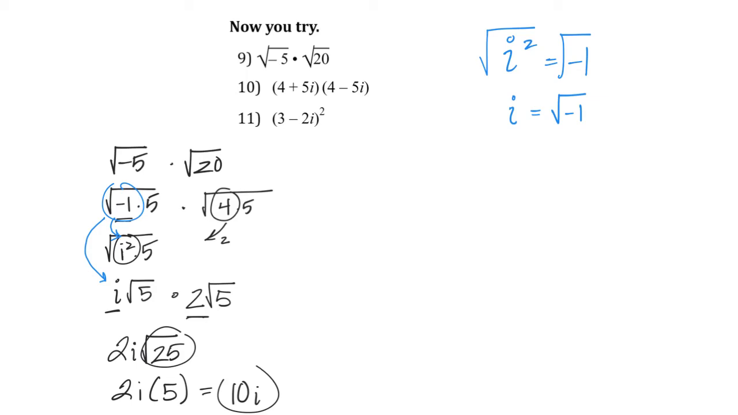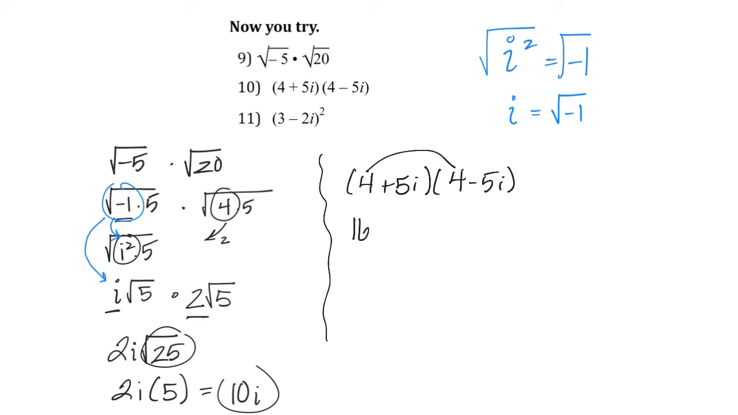Number 10, you have a binomial, 4 plus 5i, times another binomial, 4 minus 5i. Binomial times a binomial, I am going to FOIL. 4 times 4 gives me 16. This gives me a -20i. This gives me a positive 20i. 5i times a -5i is a -25i squared.